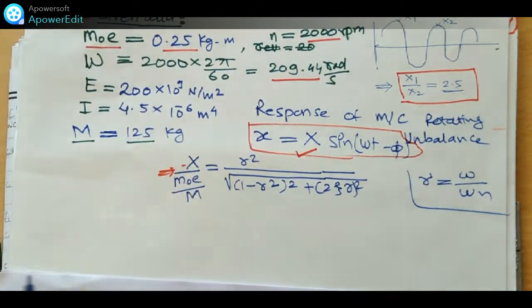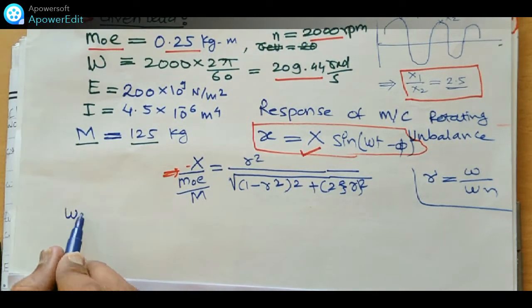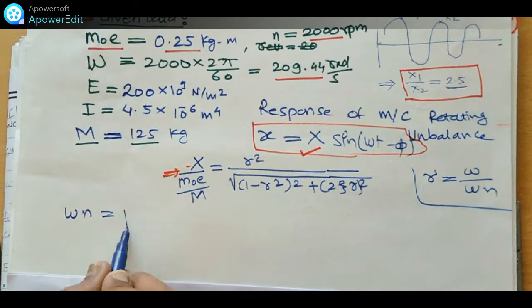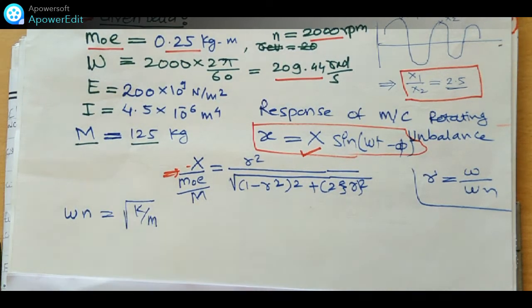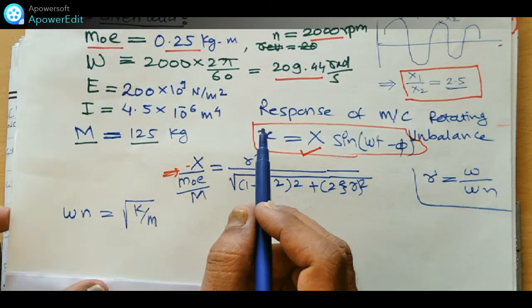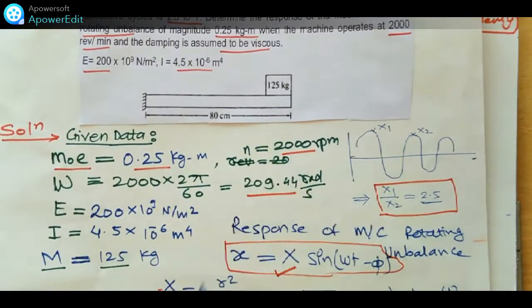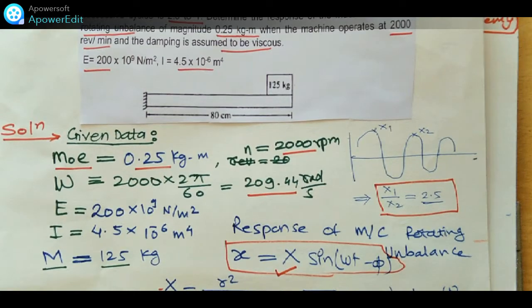Omega we know, omega n we don't know. How to find out the omega n? Omega n is equal to under root of k by m. M is given for this system, we know the value of m is 125. K we don't know. This k is nothing but the stiffness of this cantilever beam. We have to find it out.